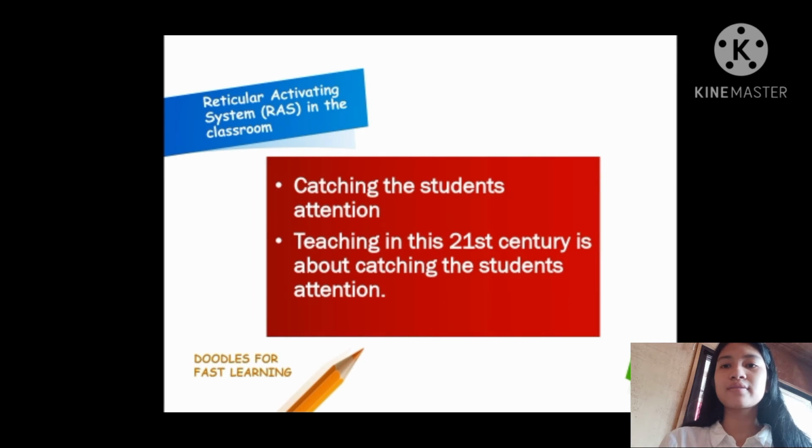The reticular activating system in the classroom. Catching the student's attention. Teaching in this 21st century is about catching the student's attention. Since the student's attention span nowadays is short, it is a challenge for teachers to catch their attention. Entering the classroom will already catch the students' attention, but the problem here is to catch their attention in learning and help them retain lessons easily and store them in the long-term memory.